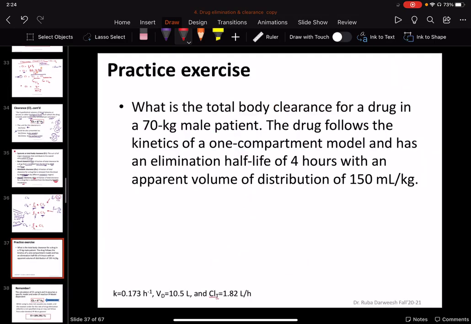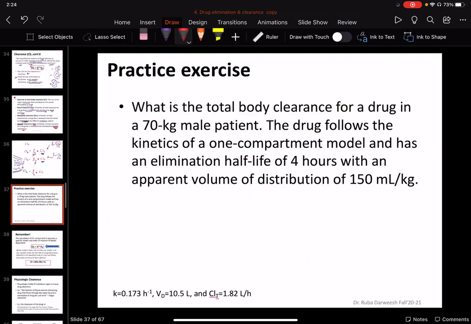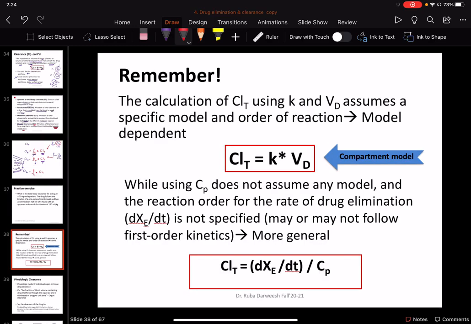Okay, this exercise is just a direct calculation or substitution of numbers, so you'll be fine to determine it by yourself.